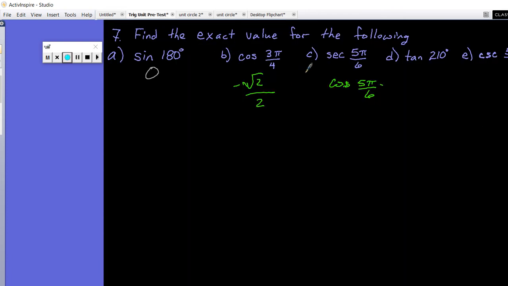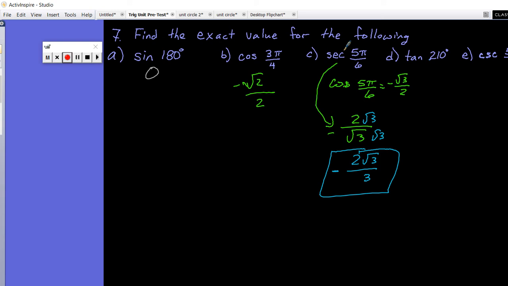So this is negative square root of 3 over 2. The secant of that, if I flip it upside down, is negative 2 over square root of 3. I can't leave a square root on the bottom. I multiply top and bottom by the square root of 3, so it's 2 square root of 3 over 3, and then the negative is in front.